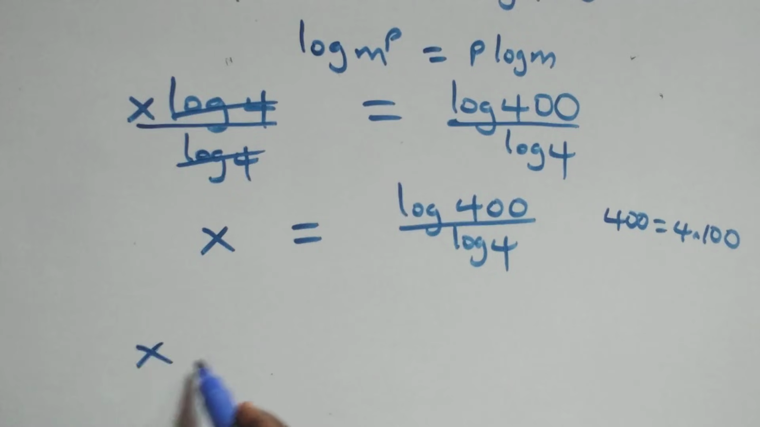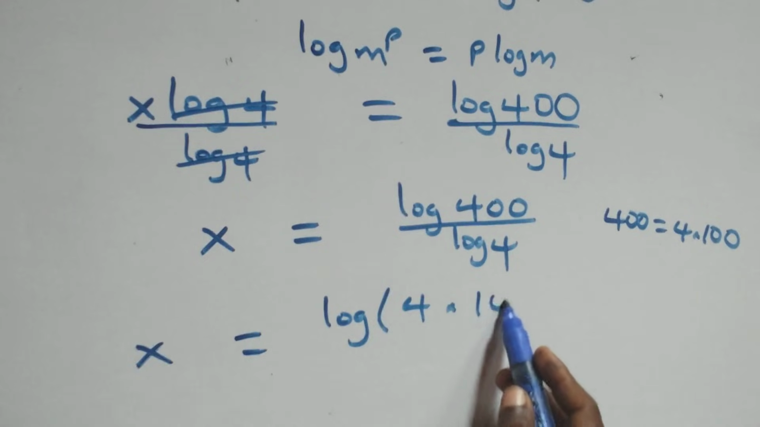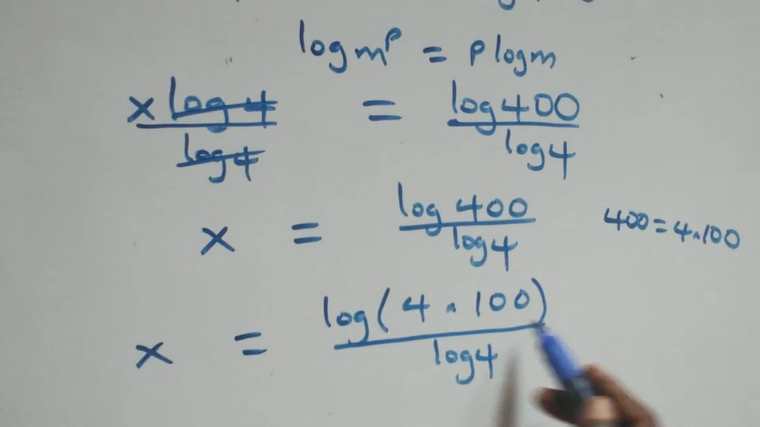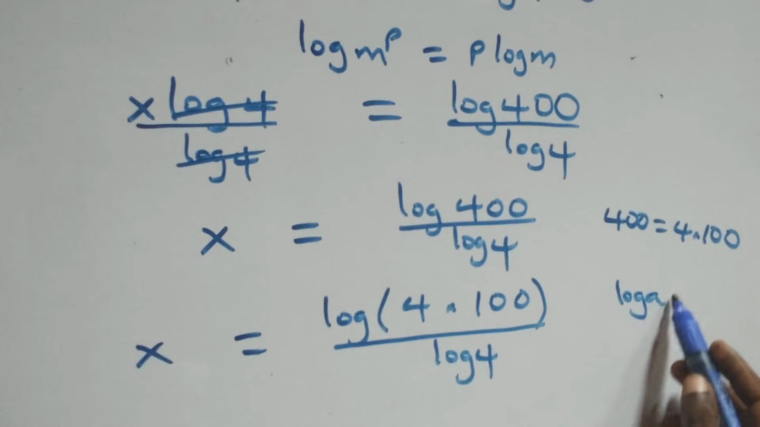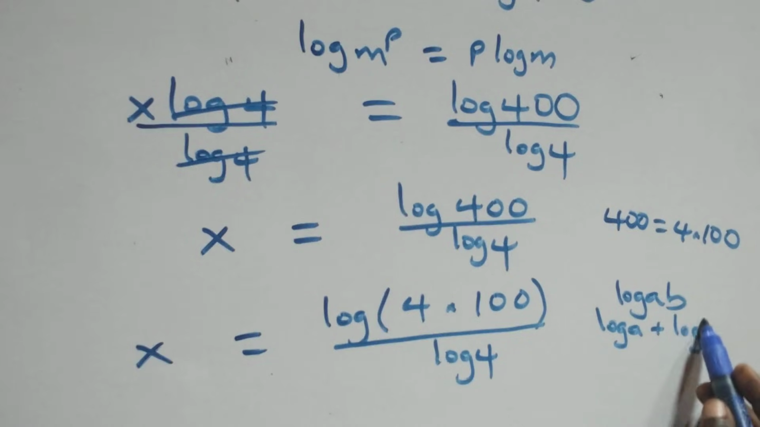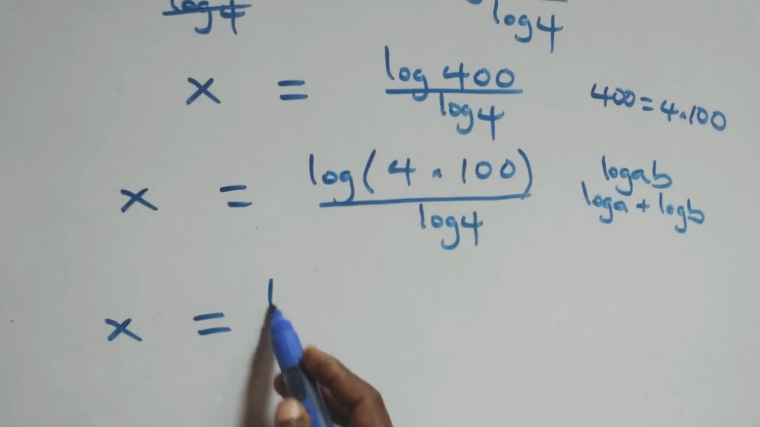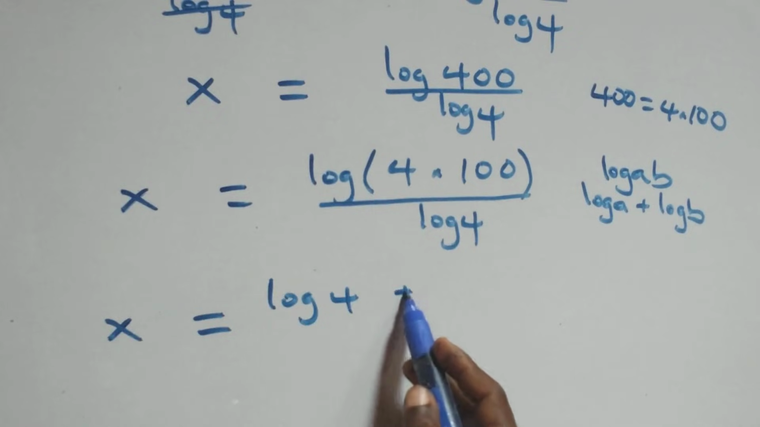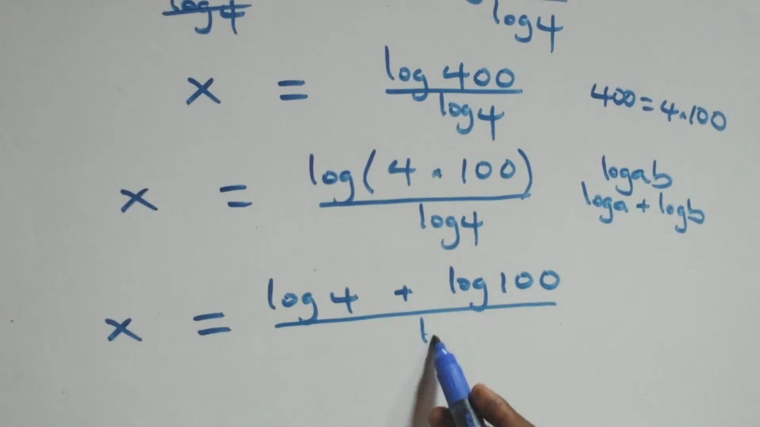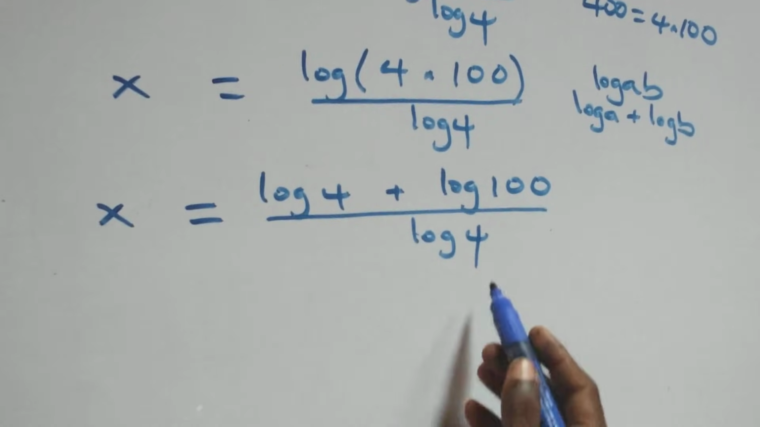Then what we have here becomes x equals to log 4 times 100 over log 4. This follows when we have log a times b, and write this as log a plus log b. And here, we have x equals to log 4 plus log 100 over log 4. Then we separate this into two fractions.